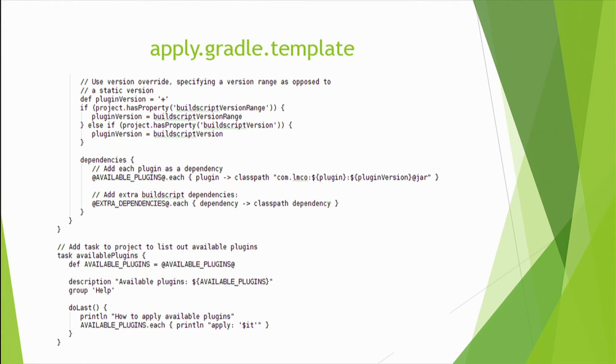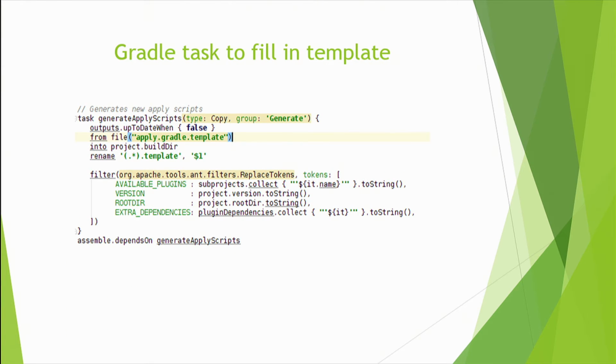We then add a nice little debug task just to make sure that's working. Just show me everything that's available. If we run this at the root level of where our Gradle plugins are stored, it'll list all the projects with descriptions. The last part of that is the Gradle plugins build itself has this generate apply scripts task. Taking that template, it's going to fill out all of the available plugins by looking at its sub-projects. So we've defined every one of our Gradle plugins as a sub-project for our overall project build.